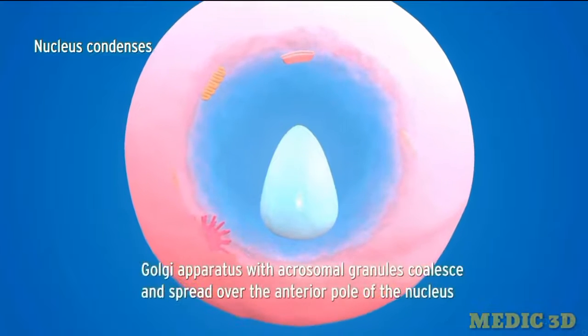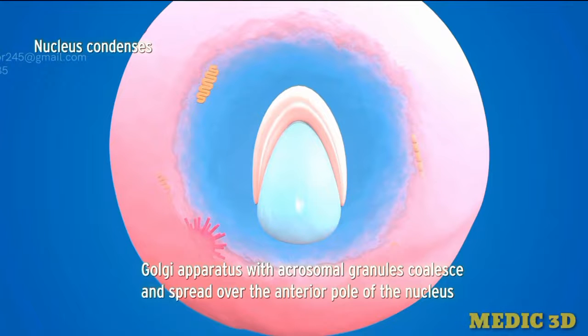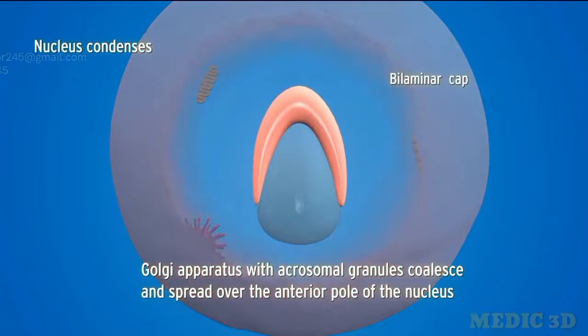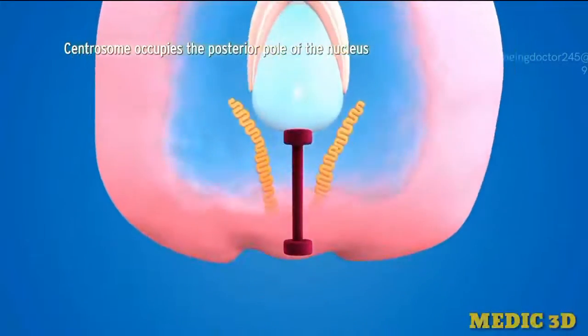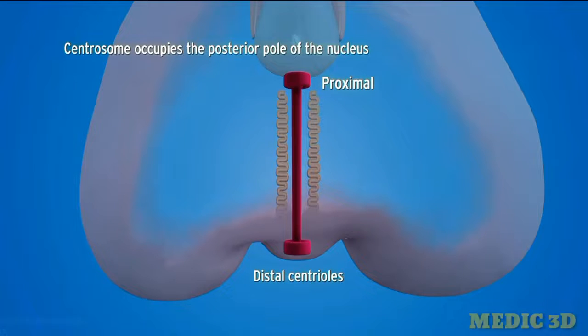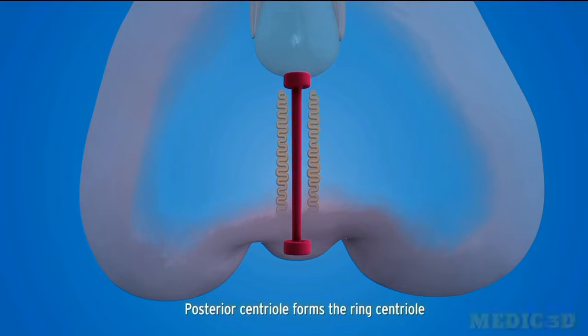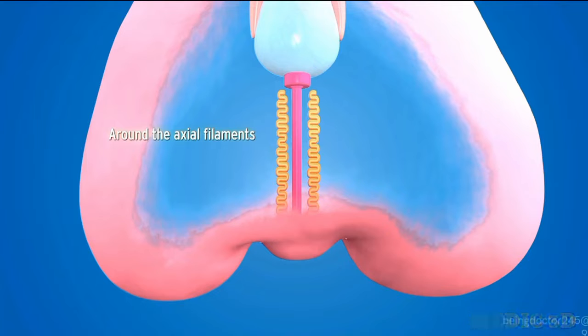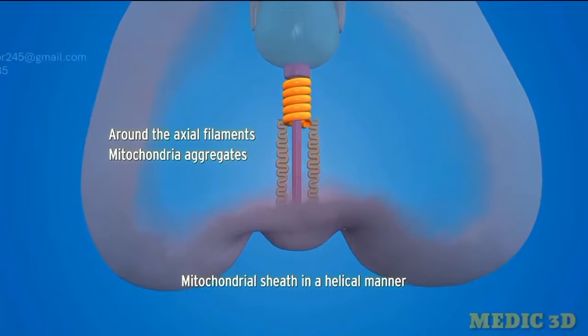and the Golgi apparatus with acrosomal granules coalesce and spread over the anterior pole of the nucleus to form a bilaminar cap that covers over 2/3 of the nucleus. The centrosome occupies the posterior pole of the nucleus and splits the proximal and distal centrioles to give rise to axial filaments of the body, that is, the middle part, and the tail of the spermatozoon. The posterior centriole forms the ring centriole.